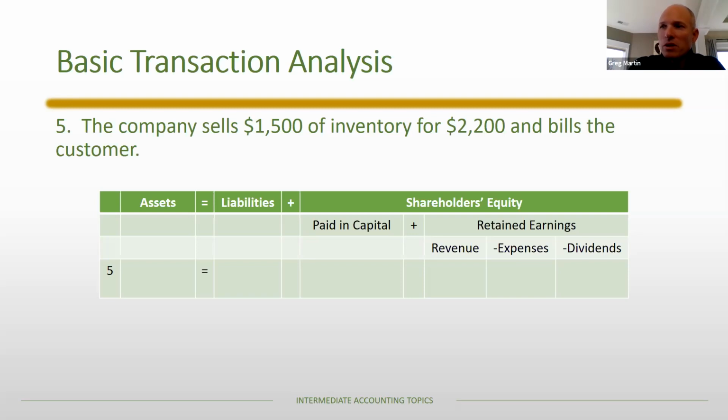Accounts receivable, good. What else? Inventory, yep. So those are both assets. We have one asset going up, the receivable, the other asset going down, inventory, by different amounts. And so what are the other 2 accounts?